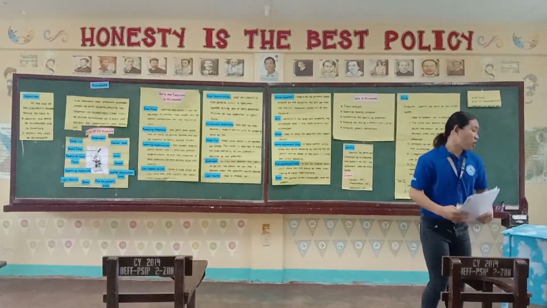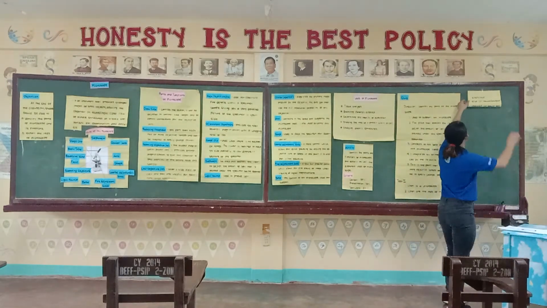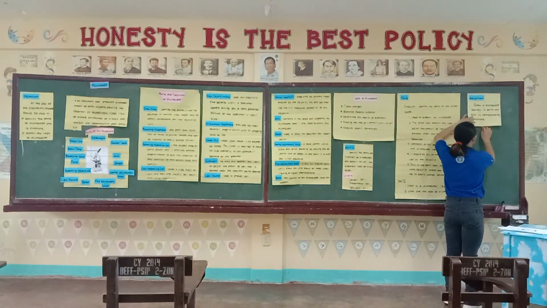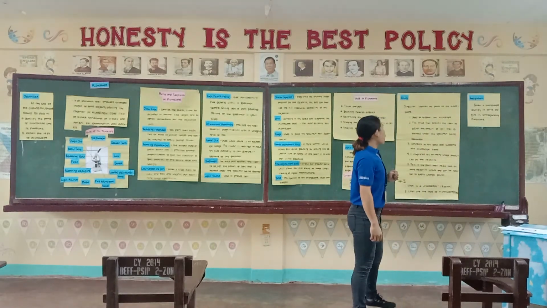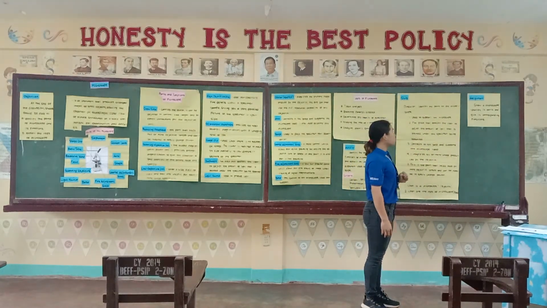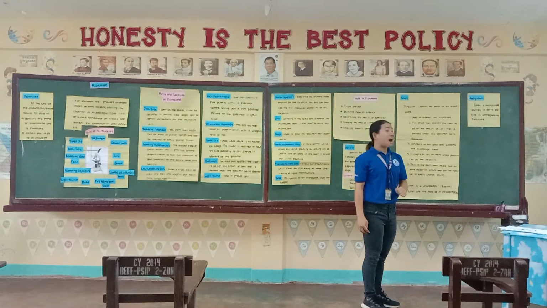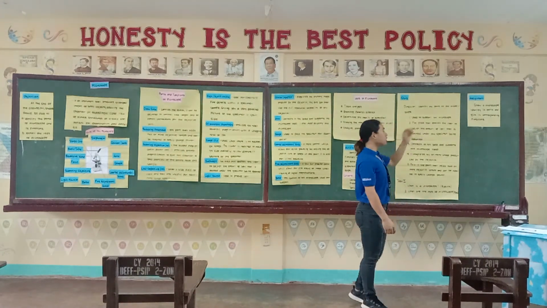Okay. For your assignment, class, get your assignment notebook and copy this on your notebook. All you need to do is to draw a microscope, identify its parts and give its corresponding functions. Is the instruction clear, class?